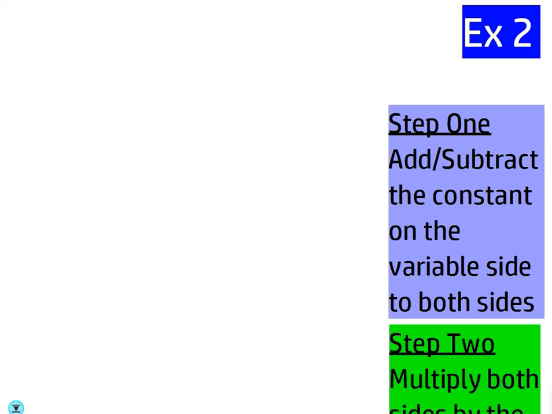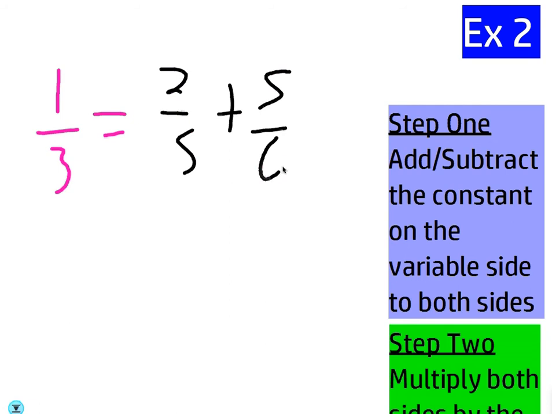Next example. I like fractions. This is going to be totally random, guys. 1/3 equals 2/5 plus 5 over 6 y. Good times, huh? Oh, whoops, that's not the same form. Sorry. We'll do y over 6.